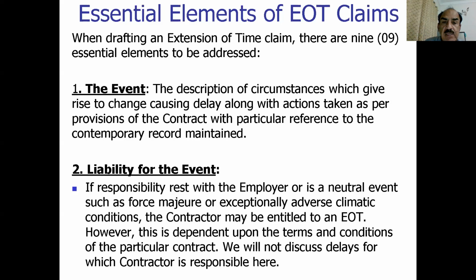The first is the event, the description of circumstances which give rise to change causing delay along with actions taken as per provision of contract, in particular a reference to the contemporary record. This is really very important. For example, if there is a delay due to suspension of the work due to some event, then definitely we would like to have particular evidence on both sides to see that this delay has been caused by circumstances which were not controlled by the contractor.